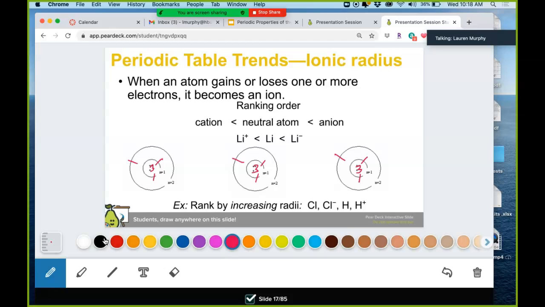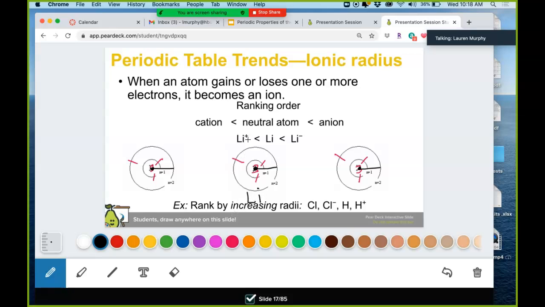Okay? Now, again, the radius is just defined as the nucleus to wherever you're finding the outermost electrons. Okay? Valence shell, outermost electrons. So I'm going to leave this as neutral lithium. This is the neutral parent atom, lithium.